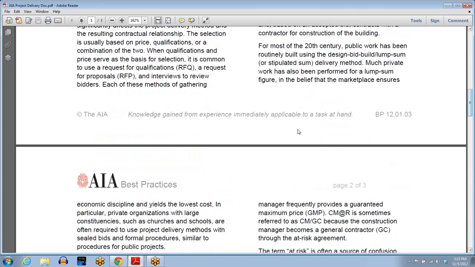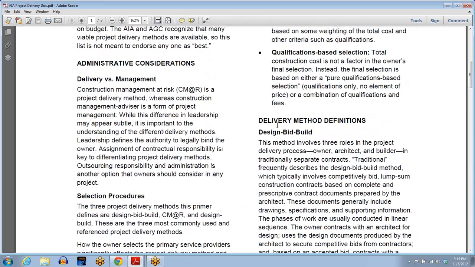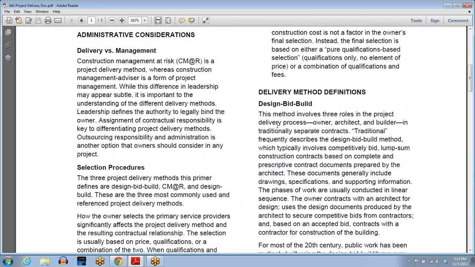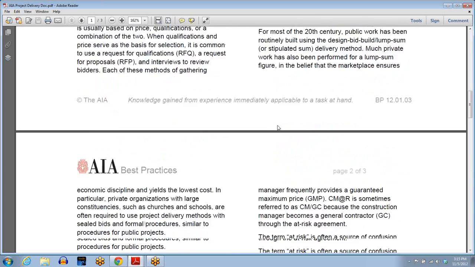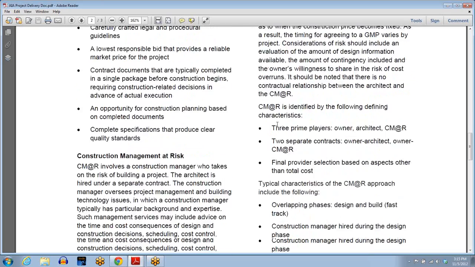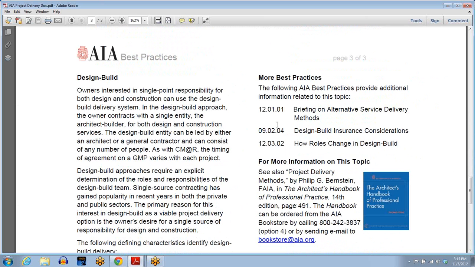So at the front end of this, you have the definitions that are given, okay, for the traditional and design build and construction management. And this is from the architects and the general contractors.